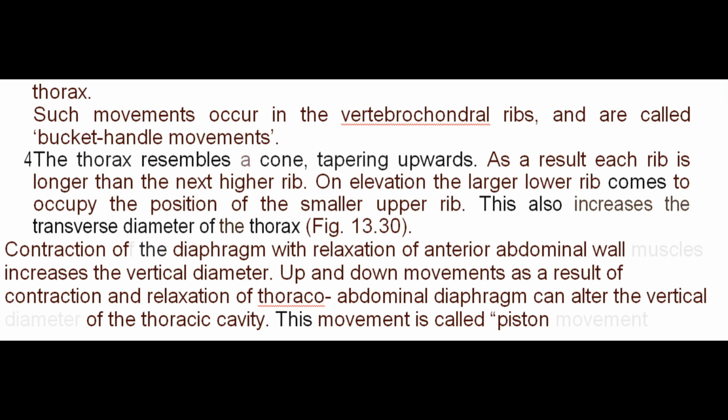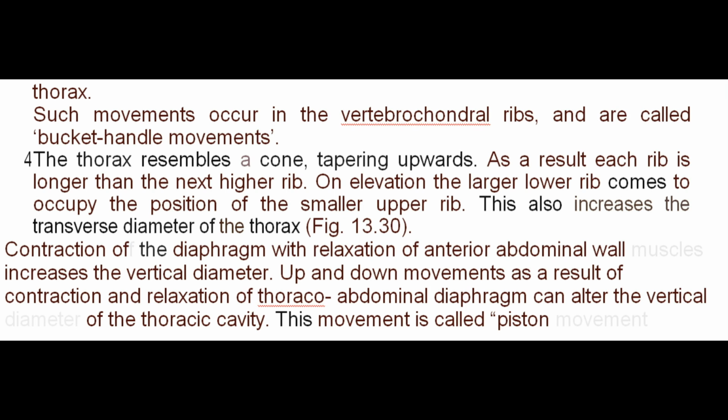4. The thorax resembles a cone, tapering upwards. As a result, each rib is longer than the next higher rib. On elevation, the larger lower rib comes to occupy the position of the smaller upper rib. This also increases the transverse diameter of the thorax, Fig 13.30.